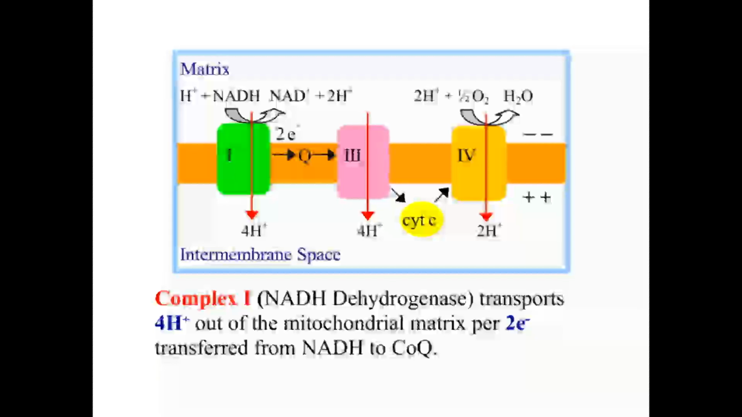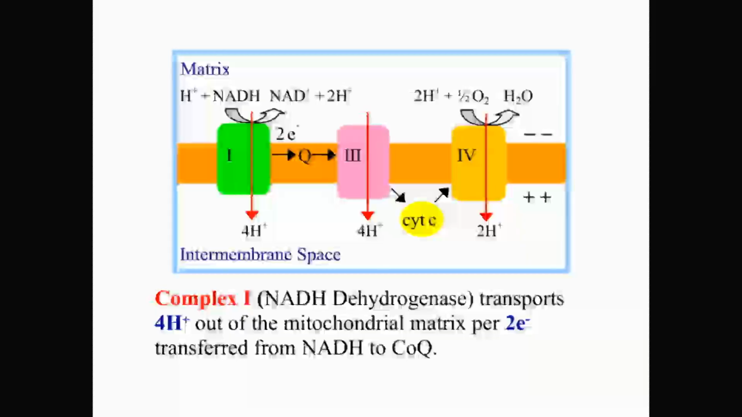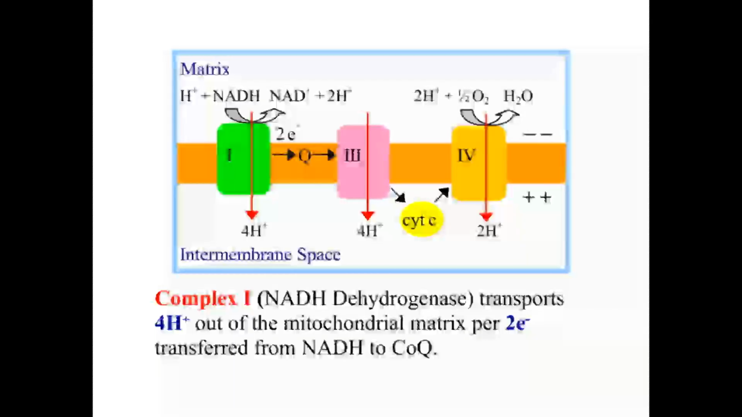This proton pumping is vital because it helps establish the electrochemical gradient that ultimately drives ATP synthesis. So, in essence, complex I not only transfers electrons, but also contributes significantly to the proton motive force, which is the energy source for ATP production in the mitochondria. Understanding this process helps us see how energy from nutrients is converted into usable cellular energy.